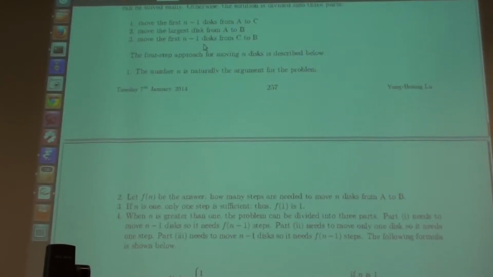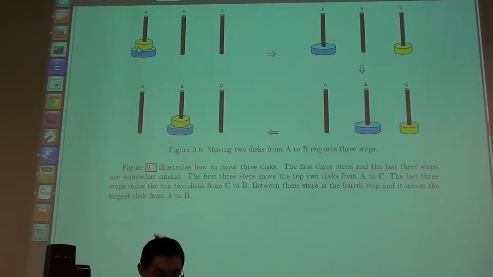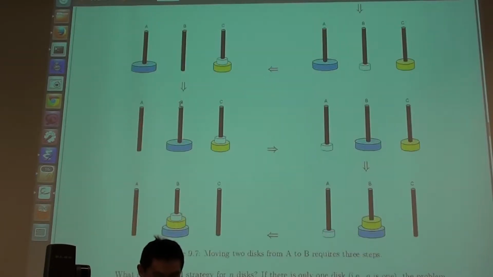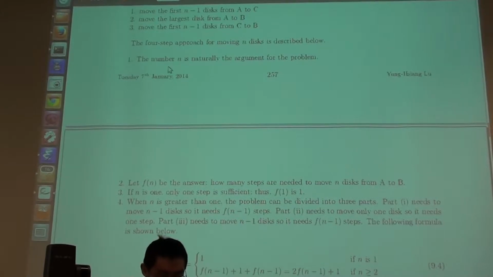But if you have 2 disks, then you need to move a smaller one. Let me go back to the picture again. If you have 2 disks, you need to move the smaller one to C first. Move the big one to B, then move the small one from C back to B. And if you have more disks, you have to do that again.